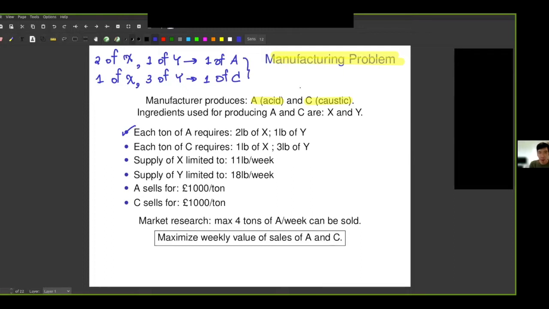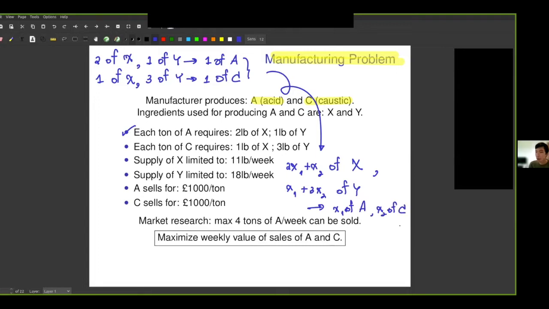Based on this requirement, I need in total 2x1 plus x2 units of the raw material X, as well as x1 plus 3x2 units of the raw material Y, in order to be capable of producing x1 units of A as well as x2 units of C. So if I have x1 and x2, this is the amount of X and this is the amount of Y that I need.